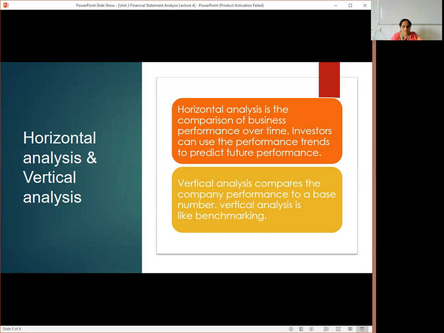Now, what is vertical analysis? Vertical analysis is comparison of a company's performance to a base performance. So horizontal and vertical comparison is with the company only, not with two different companies, with the same company. So vertical analysis compares the company's performance to the base number. Vertical analysis is like benchmarking. That means, what is the profit I have got this year? I compare the profit with the sales. Current year profit with the current year sales. So where I can go for benchmarking.